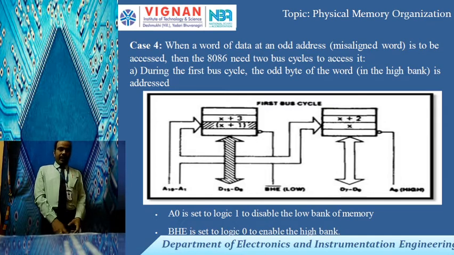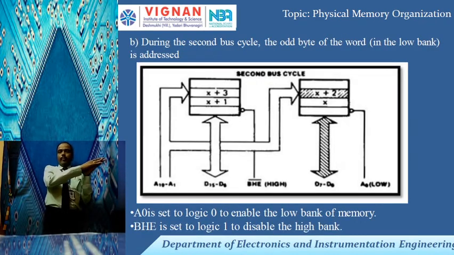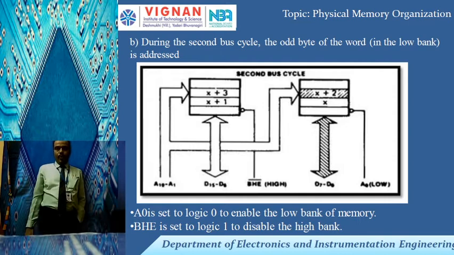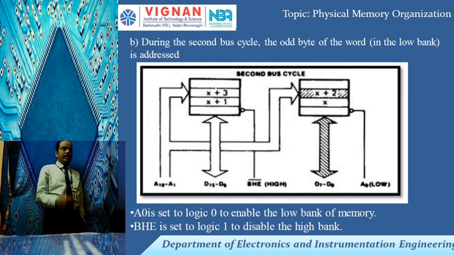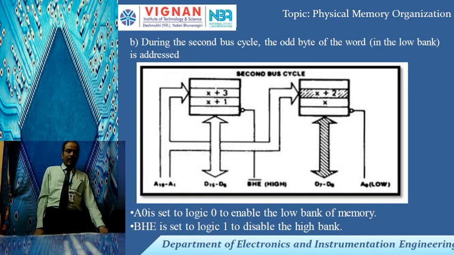That is the first bus cycle, and it requires another bus cycle where the higher byte, that may be 3, 4 or something, we can say is stored at the next odd address. So for that it requires another cycle. Here we have to enable the even address bank, so that A0 should be equal to 0 and BHE bar should be equal to 1 to disable the odd bank. So by selecting that, the next even address is selected.